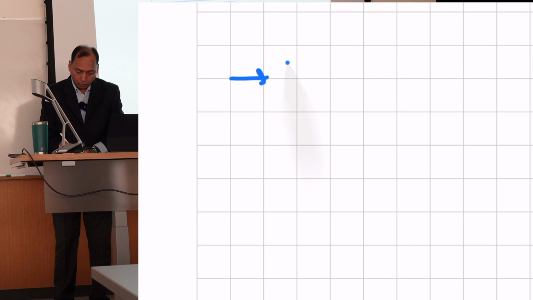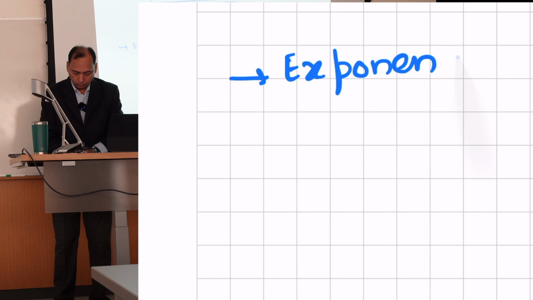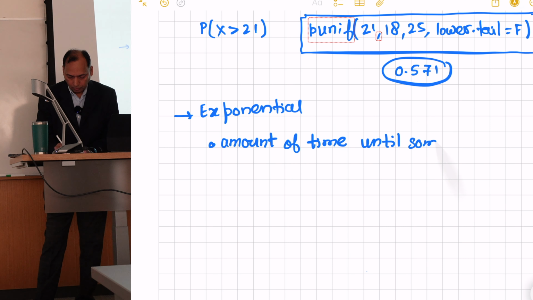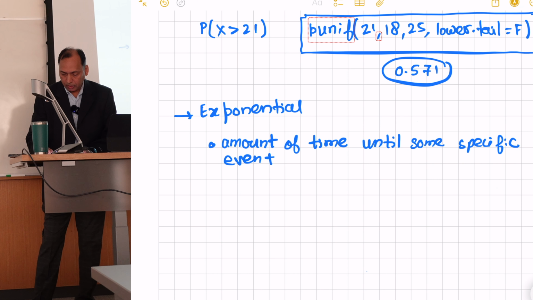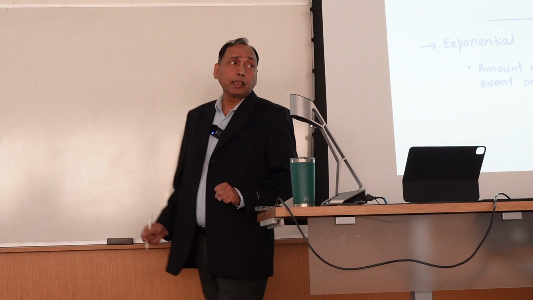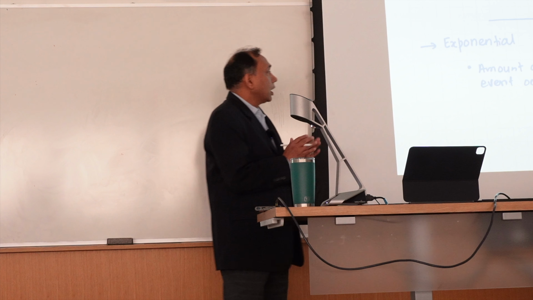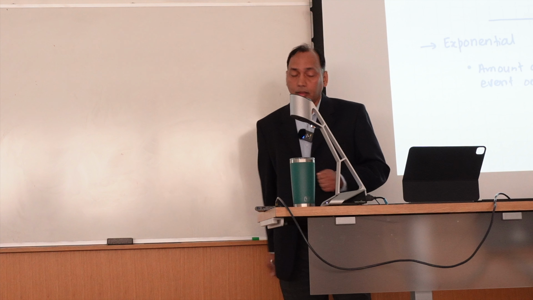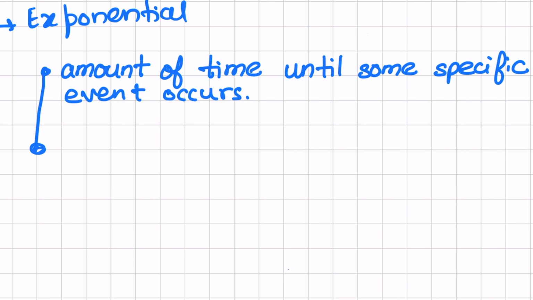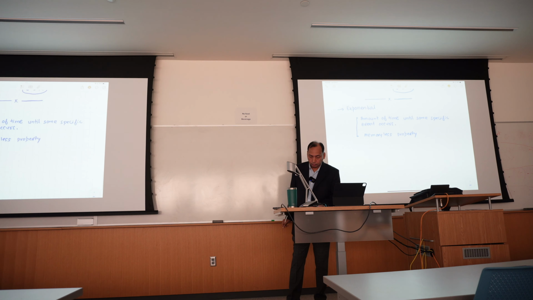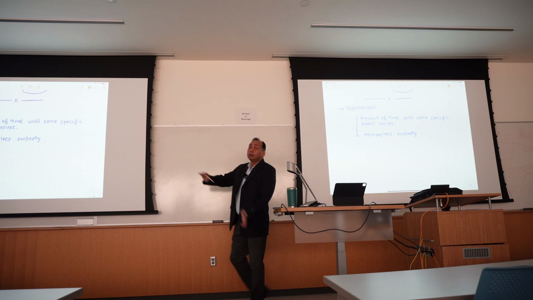Exponential distribution. So exponential distribution captures the amount of time until some specific event occurs. It is used for situations where you are interested in how much time passes before something occurs. Another important property of the exponential distribution is the memoryless property. It forgets what happened in the past.